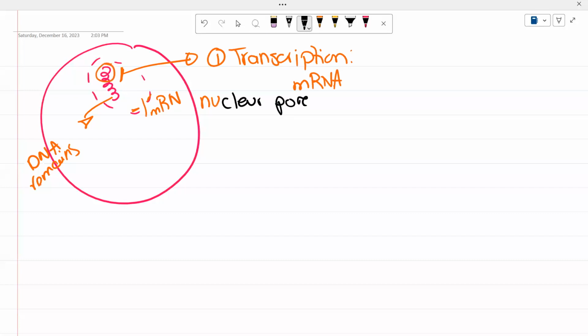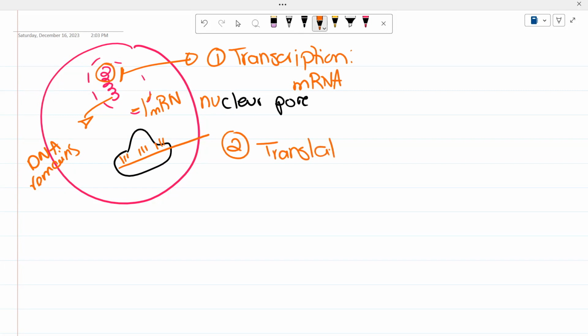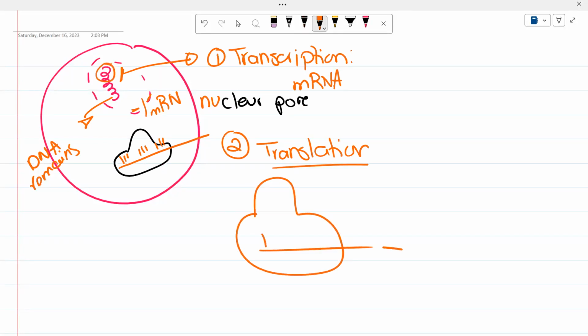This is step number 1, finished. And then the messenger RNA will go attach to another organelle that will make proteins. What's the name of this organelle? Ribosome. Yes, ribosome. So this will be step number 2. It will be called translation. You have to mention in that step that the messenger RNA will attach to the ribosome. And the ribosome, what will it do?